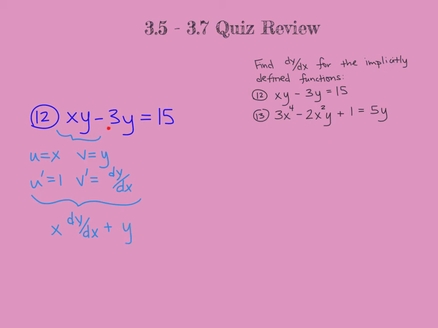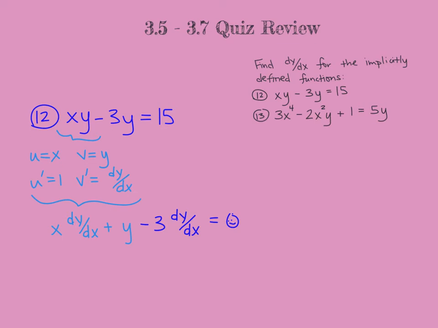Then, next, we want to take the derivative with respect to x of minus 3y, which is going to be minus 3 times dy/dx. Then the derivative of 15 with respect to any variable, in this case x, is 0. Just 0.